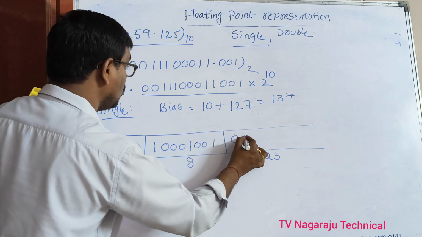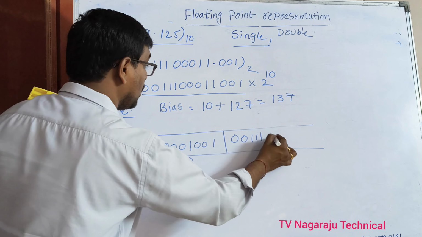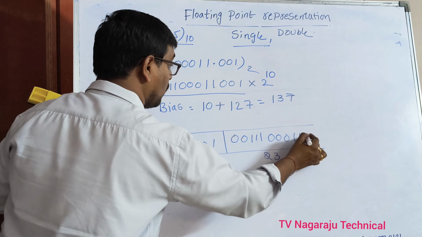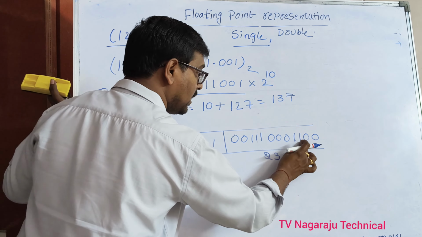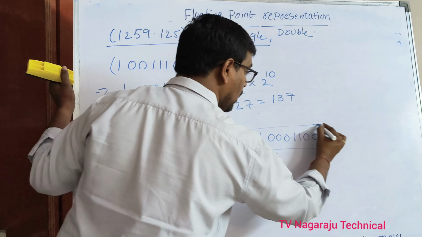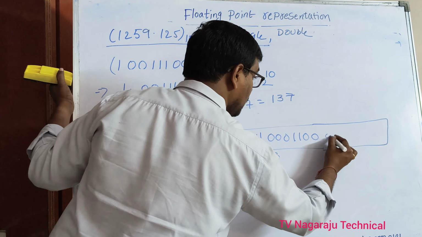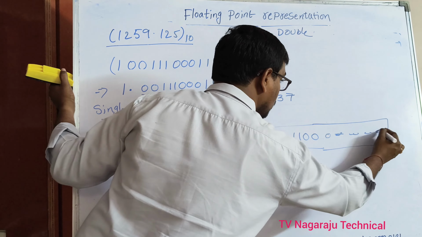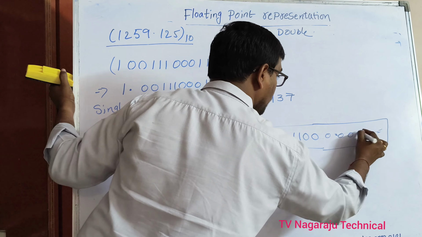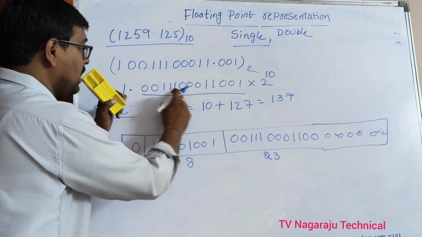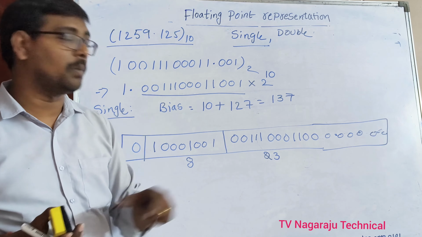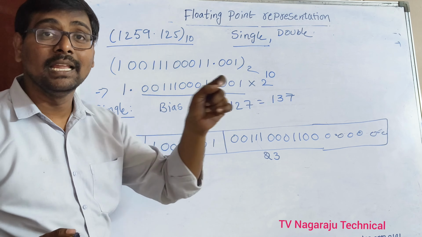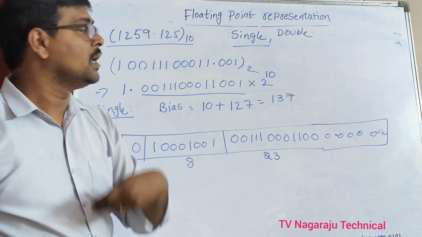23 bits. 0, 0, 111, 000, 11, 0, 0 and the remaining bits are placed as 0. After the decimal point, if you place any number of zeros, that is not a problem. This is the single precision representation.